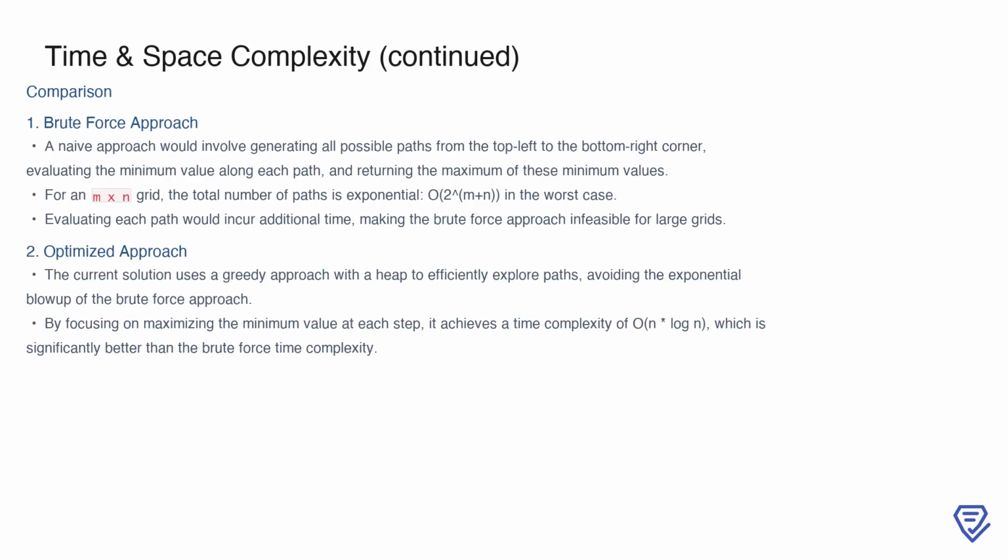To understand the efficiency of this approach, let's compare it to the brute force method. A naive brute force solution would involve generating all possible paths from the top left to the bottom right corner of the grid. For each path, we would calculate the minimum value along the path and then return the maximum of these minimum values. However, the number of paths in an m x n grid grows exponentially, with a worst-case time complexity of O(2^(m+n)). Evaluating all these paths would add even more computational overhead, making this approach infeasible for large grids.